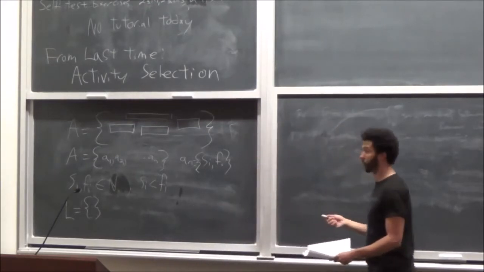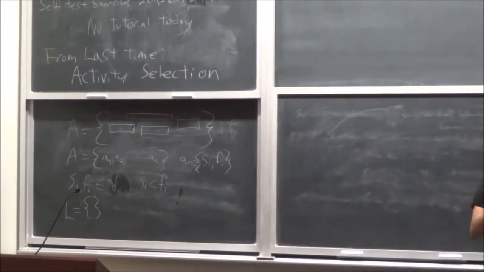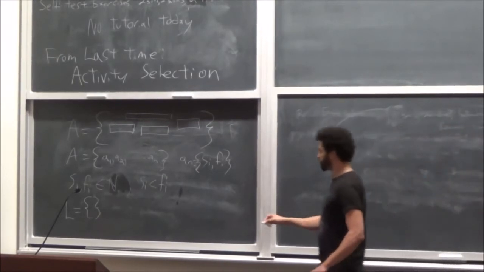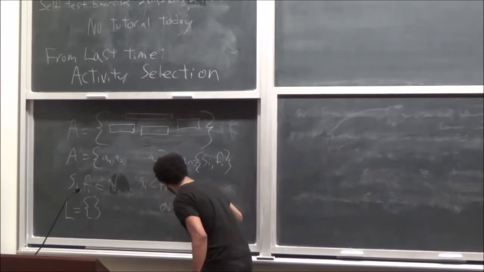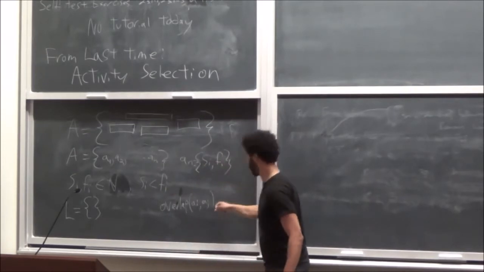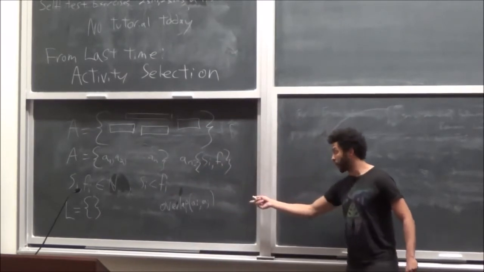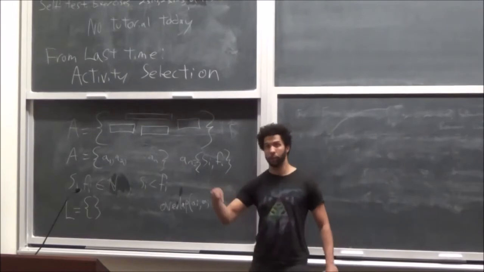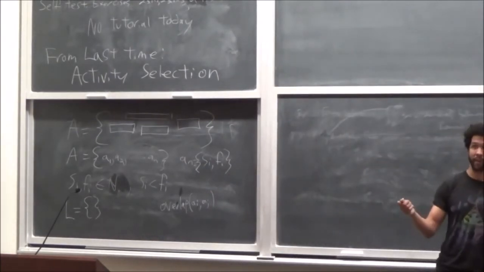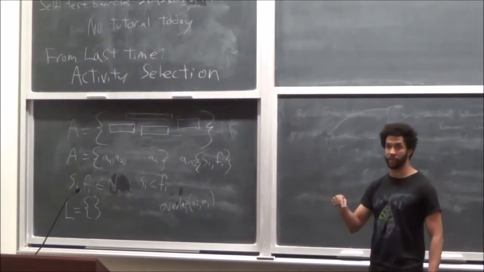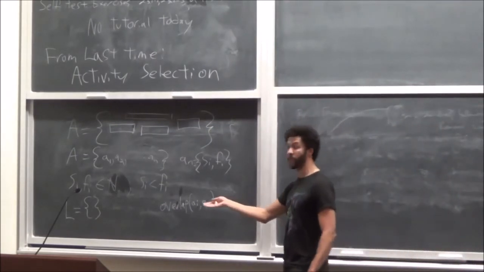And the question was, how can we do that? We figured out that if we have an overlap function, AI AJ, that indicates whether or not things are overlapping, we can just greedily loop through and look for the finish time of activities and just grab those finish times. If they don't overlap, then they can make it into the set L.